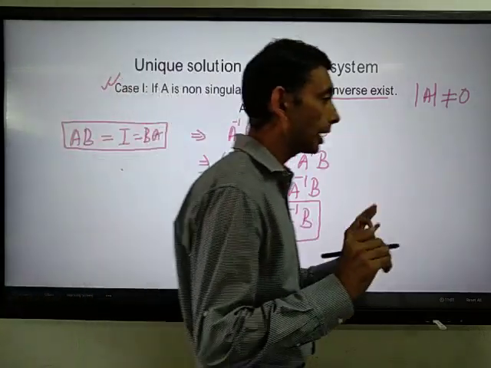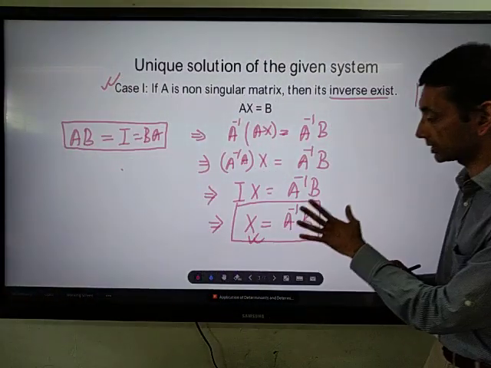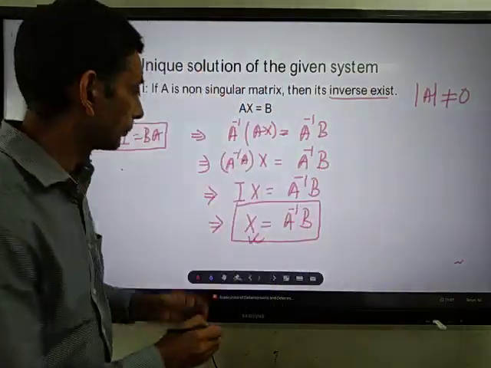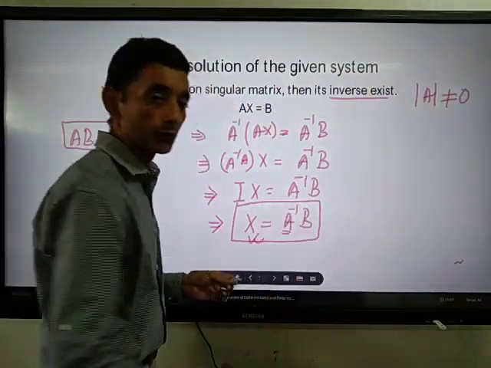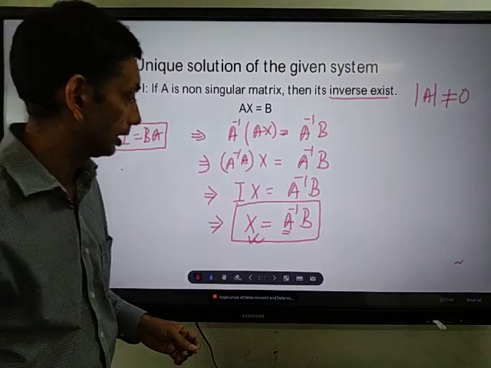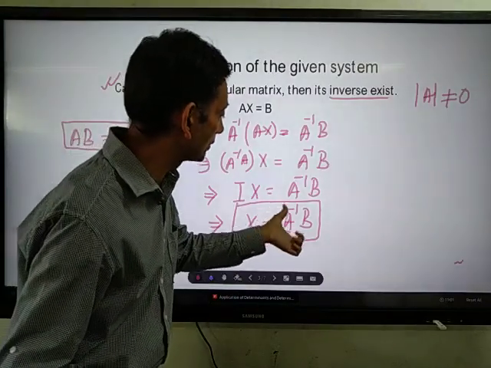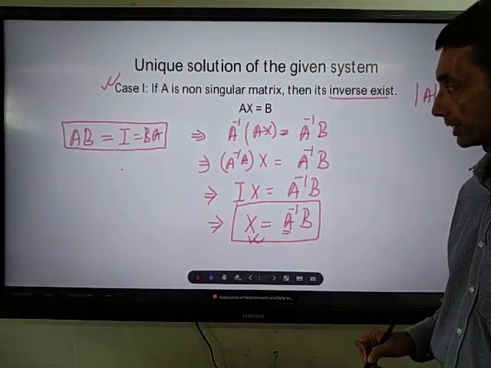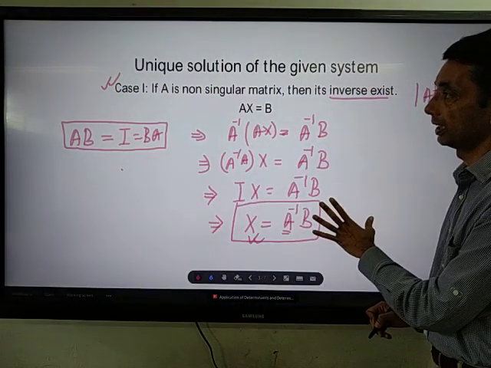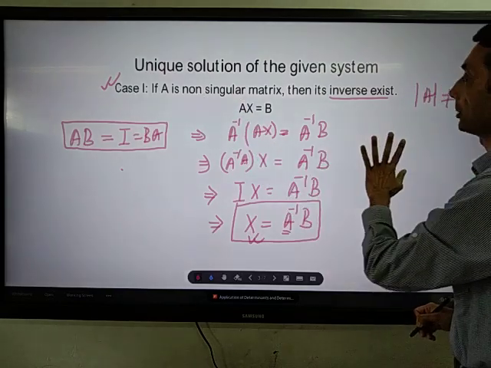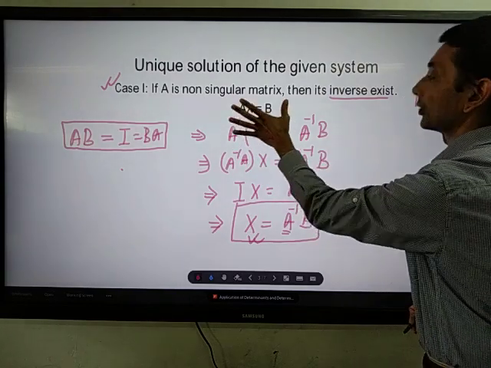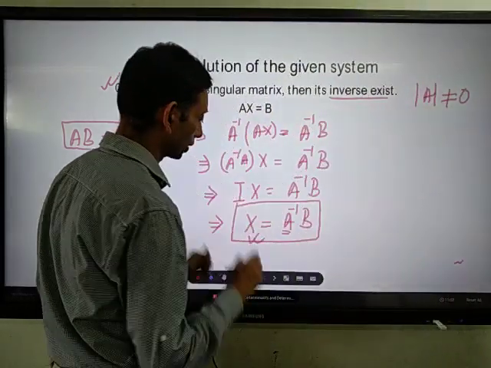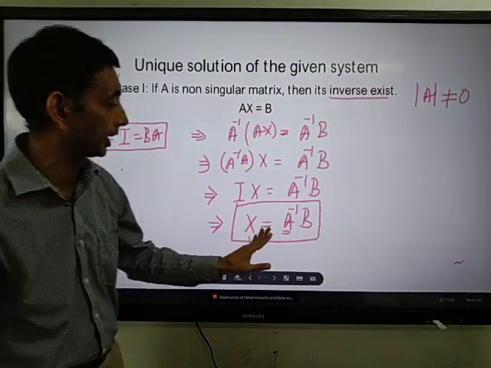Since A inverse exists, let us see the uniqueness of the inverse of a matrix. We know that the inverse of a matrix is always unique, so with the help of A inverse, if you multiply B, you are going to get the unique solution for X. So this is the first case, that if A is a non-singular matrix, then from that matrix equation it is possible for us to get the value X is equal to A inverse B.